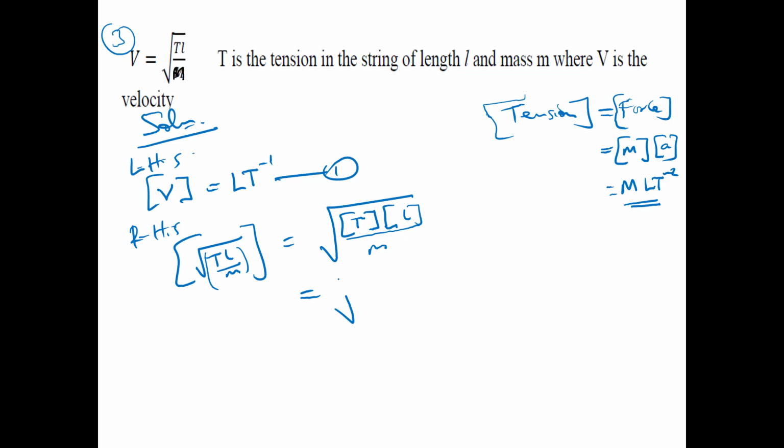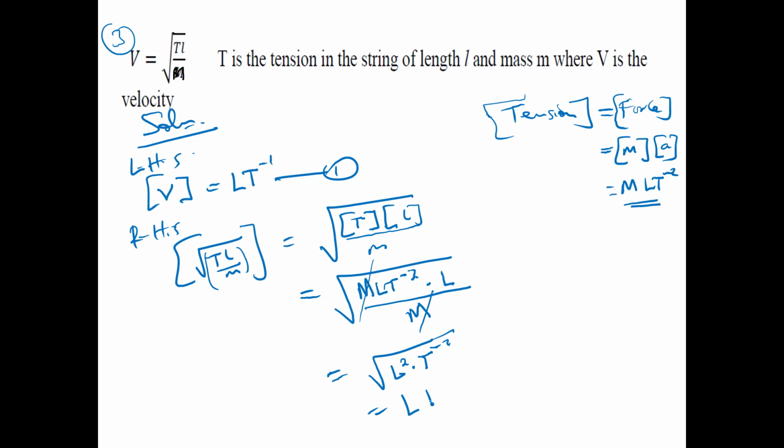So this is the same as the square root of dimensions of tension, which is capital M L T power negative 2, times the dimension of the L, which is capital L, everything divided by the dimension of the mass M, which is capital M. And from this, you can see that this M here cancels out. You end up with L times L, you get L squared, then times T power negative 2. So when you introduce in the square root there, the 2 goes away. So we shall simply end up with L times T power negative 1 as the answer.